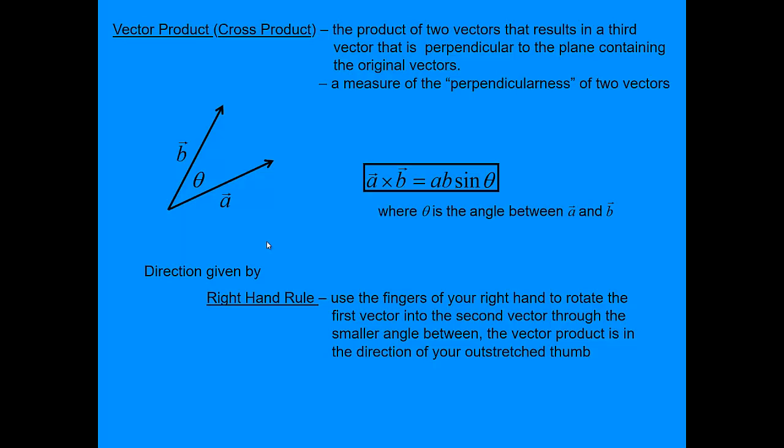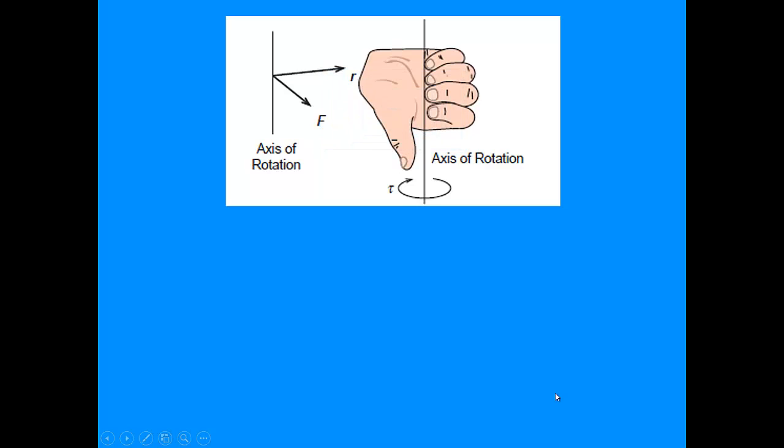The order is very important, right? And that's because you're creating a third vector. So this is not commutative. So here's a little picture that maybe will help. If R and F are in the horizontal plane, the plane of like a tabletop, then this is R into F. See how the fingers in the picture are rotating R into F, and your thumb points straight down, which would be a negative torque, if you will.